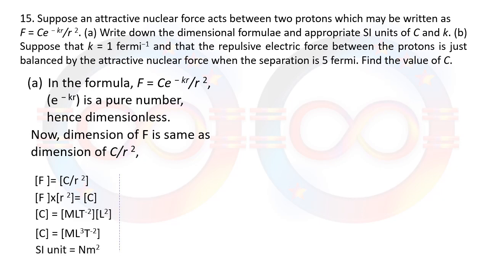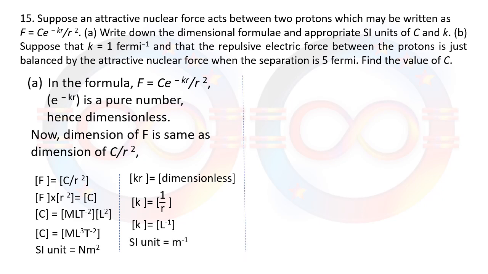Now the dimensional formula of k we have to calculate, and its SI unit. So the multiplication of k and r is just a number, so it will be dimensionless. It means k is equal to 1 by r, or dimensionless by r, and then the dimensional formula of k will be L minus 1. SI unit will be meter to the power minus 1.